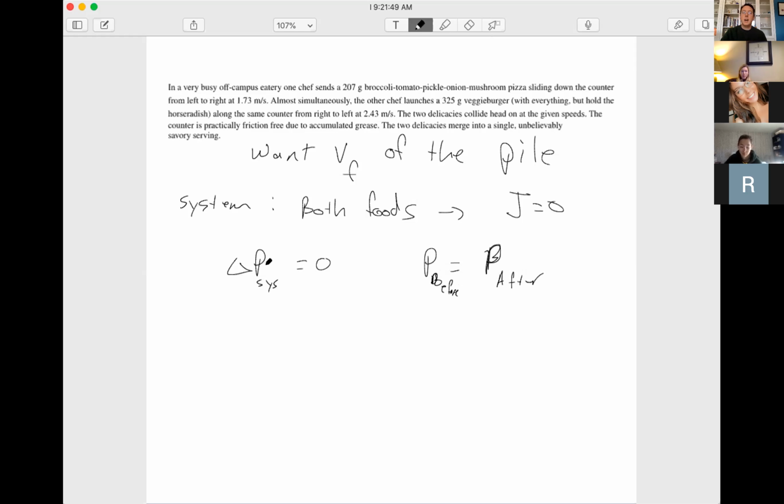So the momentum before is the momentum after, and it's really just like the other problems. I'm going to say the momentum formula for my system is the mass of the pizza times the velocity of the pizza plus the mass of the veggie burger times the velocity of the veggie burger. And I'm just going to apply this before and apply it afterwards and set them equal to each other.